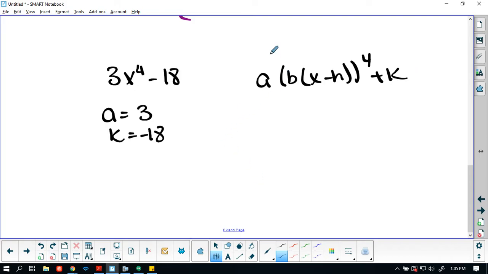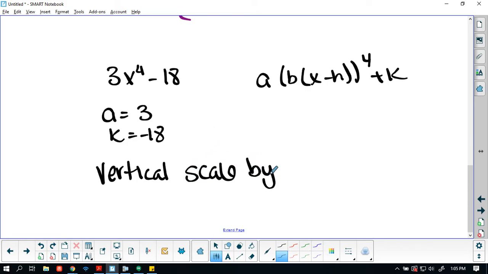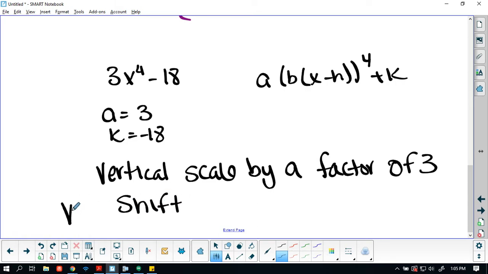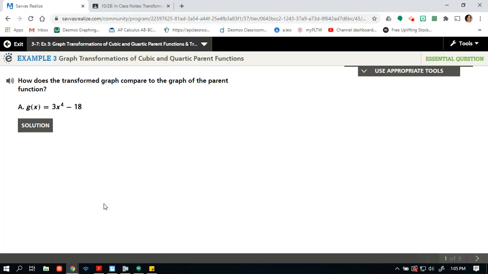Okay, so there you go. This is the a that I'm talking about. This is the k. So we're looking at both verticals. This is a vertical stretch by 3 and shift down by 18. So scale by a factor of 3. And this is a shift down. Vertical shift down 18 units.